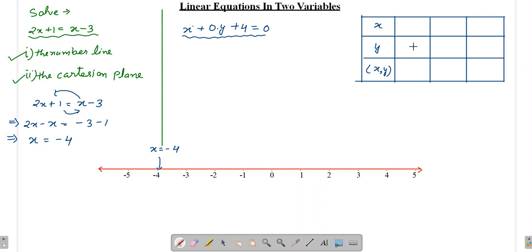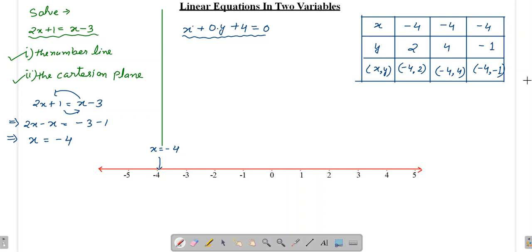Let's put y as 2. When I put y as 2, I'll get x as minus 4. So the ordered pair will be minus 4 comma 2. If I put y as 4, I'll get x again as minus 4. So minus 4 comma 4. And if I put y as minus 1, it again gives us the value as minus 4 only.